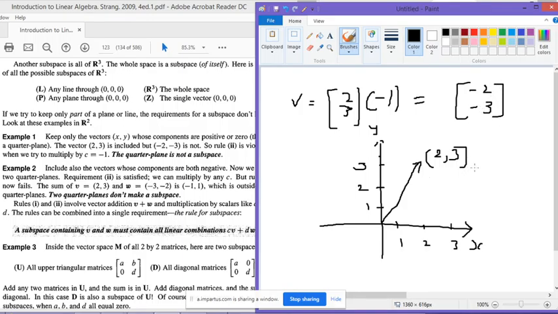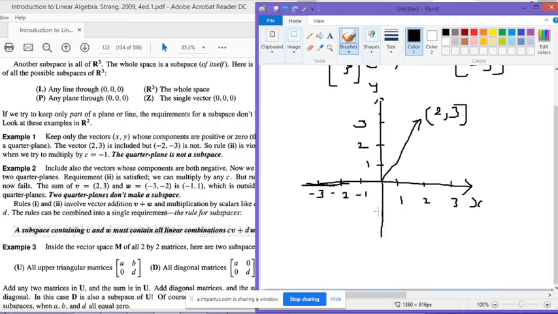Now we have to see whether this resultant vector is in the same plane or in a different plane. It resulted in minus 2 and minus 3. Which quadrant will minus 2, minus 3 result in? It will result in the third quadrant. If I continue with this, this is minus 1, minus 2, and this is minus 3. So minus 2, minus 3 will come here.